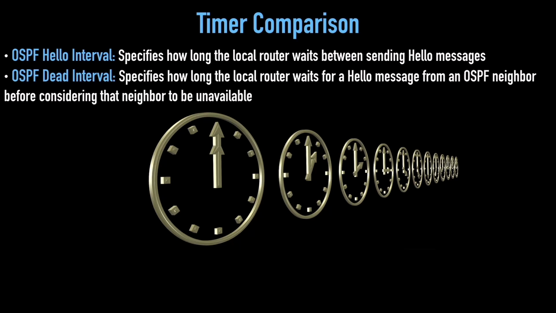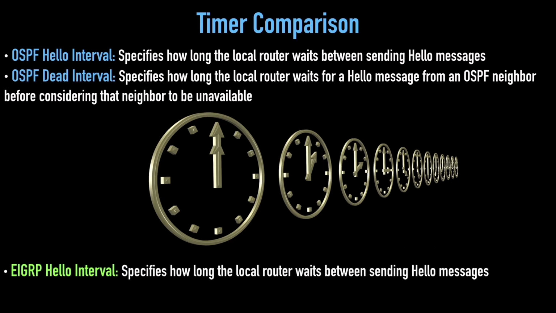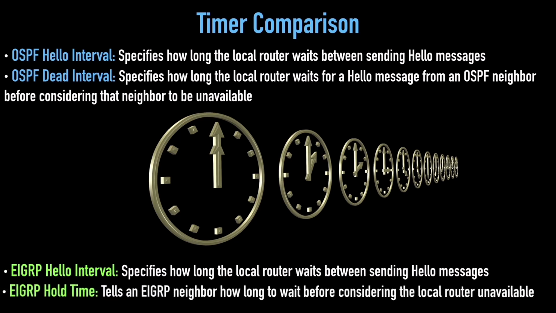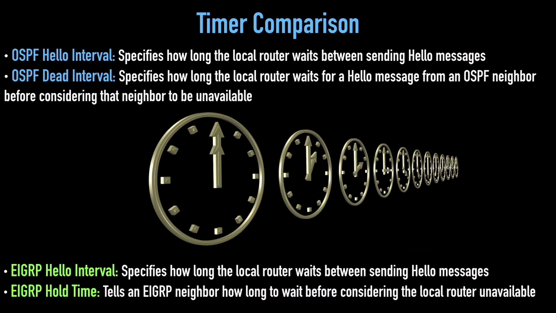Compare that with EIGRP. EIGRP has the same kind of hello interval. It says how long we as a router are going to wait between sending our hello messages to our neighbor. But here's where it gets different. EIGRP does not have a dead interval. It has something called a hold time. And this says not how long we are going to wait to receive a hello from our neighbor. This is information that we send to our neighbor. We're telling our neighbor, wait for me for this long. If you don't hear from me for this duration of time, consider me to be down.